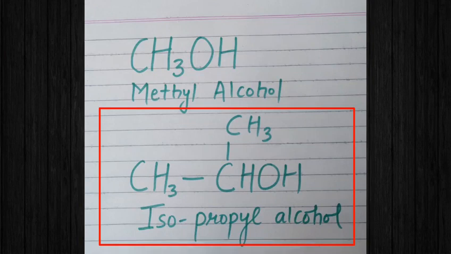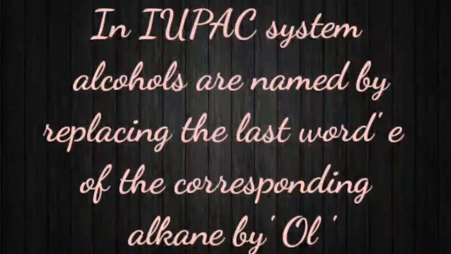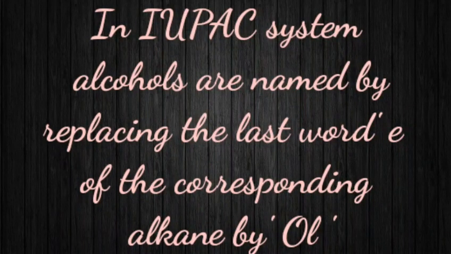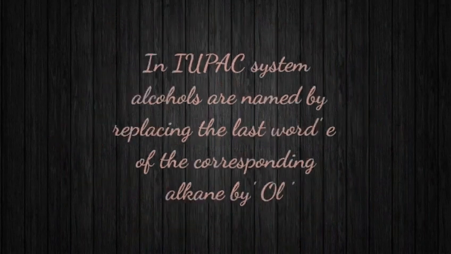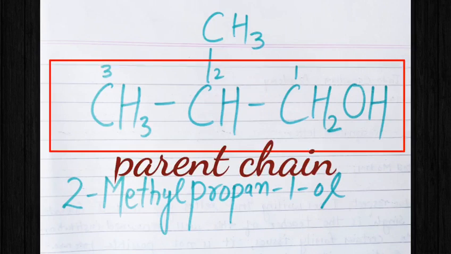In the similar manner, common name of this compound is isopropyl alcohol. And common name of this compound will be tertiary butyl alcohol. But students, according to IUPAC system, alcohols are named by replacing the last letter E of the corresponding alkane by ol. For branch chain molecules, the longest chain containing the functional group is selected and is regarded as the parent chain. So this is the parent chain.